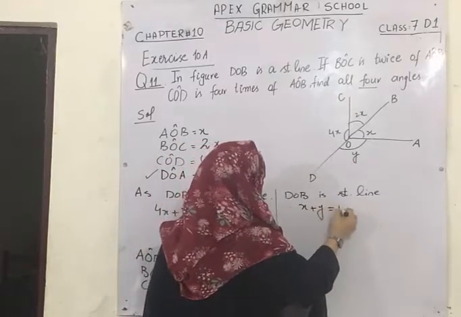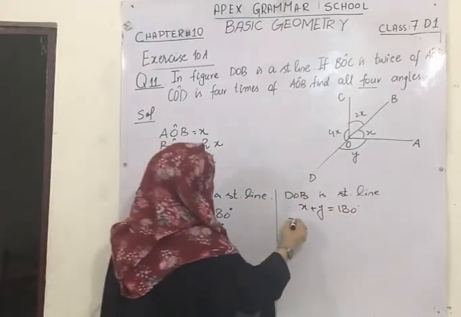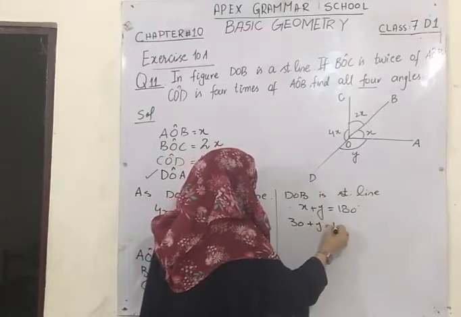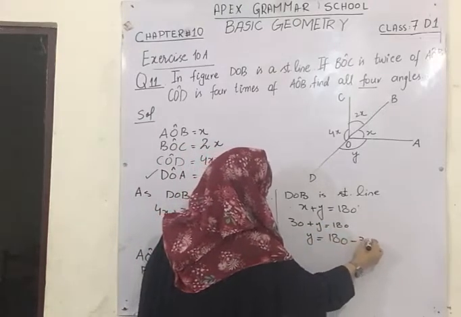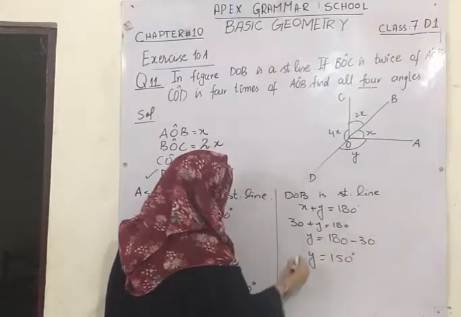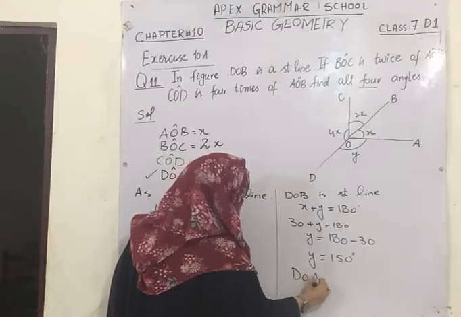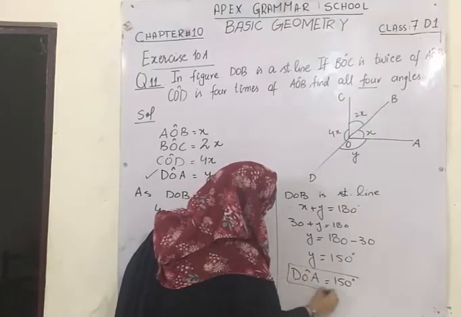x plus y is equal to 180 degrees. We have already taken out our value of x to be 30 degrees. So 30 plus y is equal to 180 degrees. y is equal to 180 minus 30 degrees. So our value of y is 150 degrees, which means our fourth angle DOA is 150 degrees.